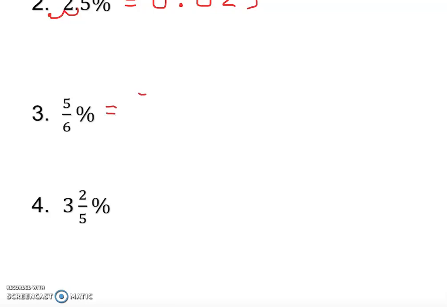So 5/6%. Now percent means you divide by 100. How do you divide by 100? If there is no number below, we can put it over 1. Any whole number can be divided by 1, and the value of the whole number is still going to be intact. So the rule is basically keep, change, flip. Basically we do 5/6 times, change it to multiplication, 1 goes up, 100 goes down.